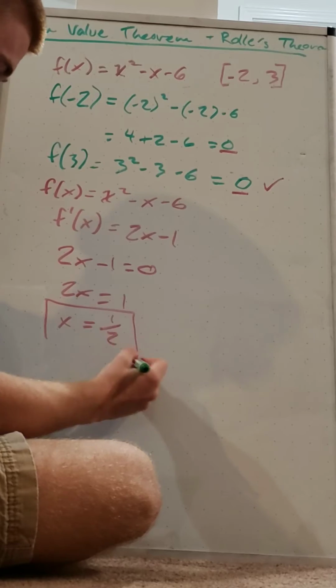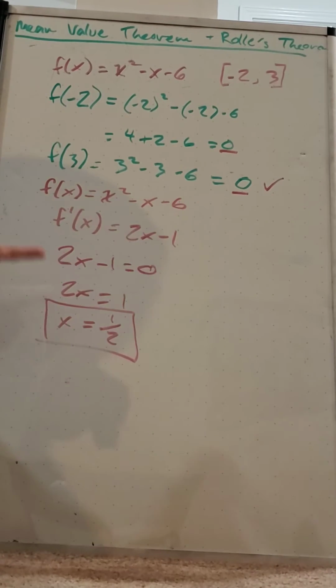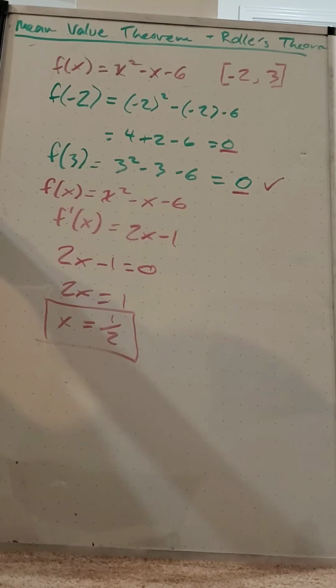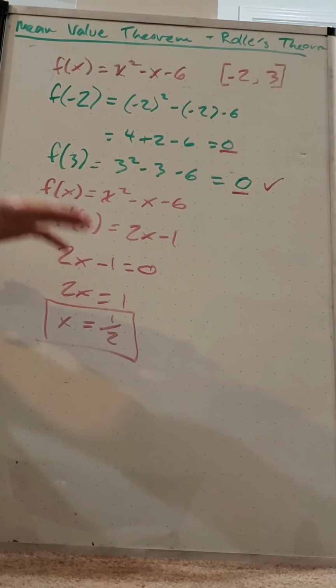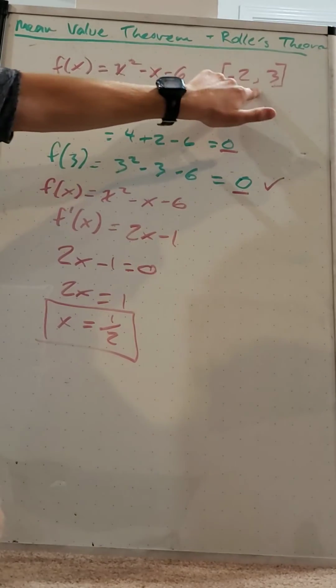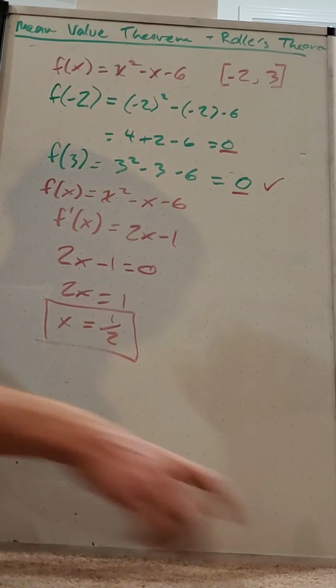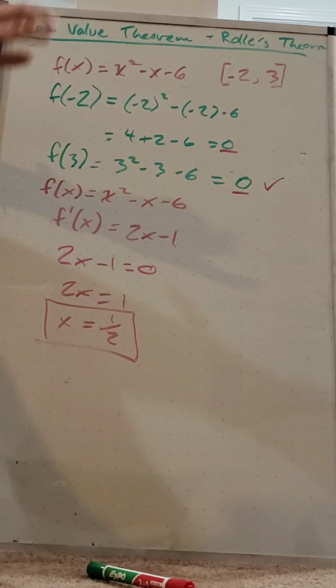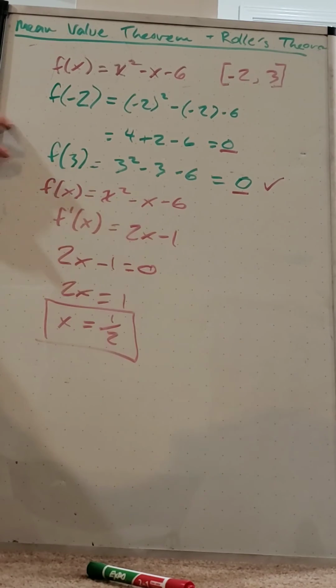And you are done. And again, what this 1/2 means is that the derivative of this function at 1/2 is equal to 0. And that's also equal to the average rate of change of that function over this interval, because that's what the mean value theorem states. And yeah, that's an example of Rolle's theorem. All you need to do is check the endpoints for Rolle's theorem. If they're the same, that says that the derivative equals 0 on that interval somewhere.